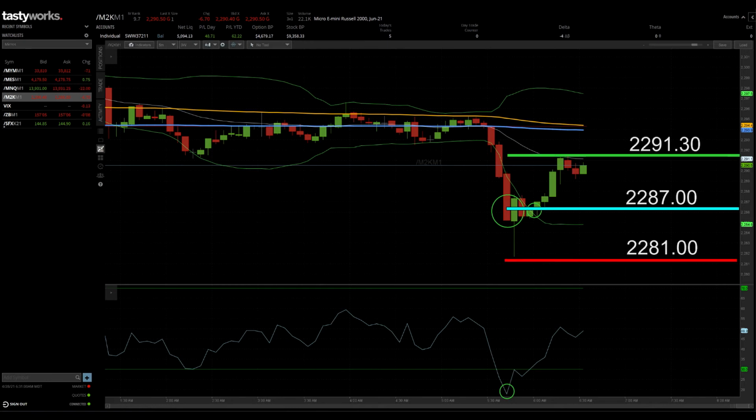So you see I had a stop down there below that lowest wick at 22.81, and then I decided I wanted to get out of the trade around 22.91 because that's where it looked like it was going to hit the middle Bollinger Band, and all that middle Bollinger Band is a 30 EMA.